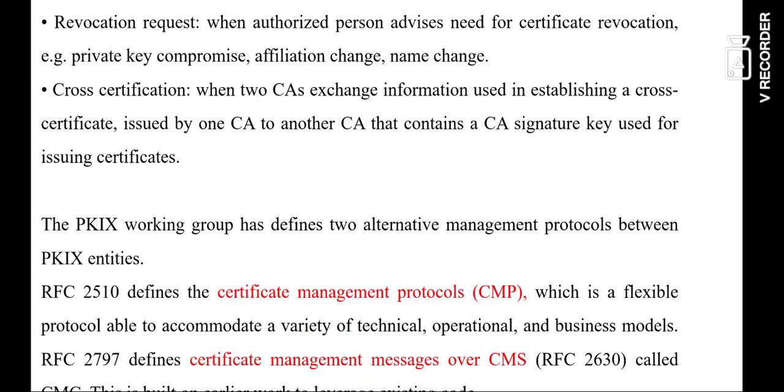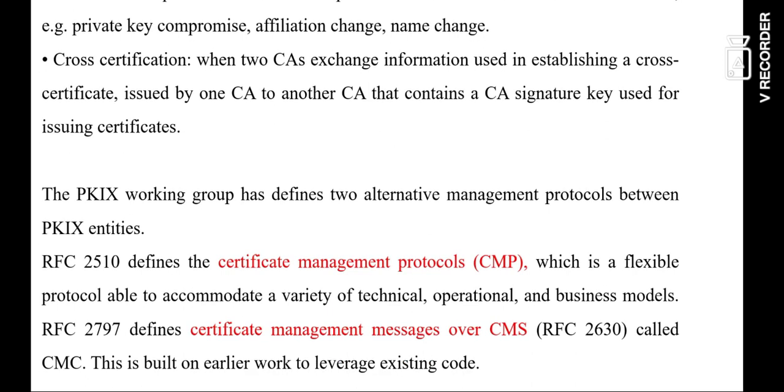Then a revocation request. If the end entity's certificate is compromised or his private key is compromised or his affiliation is changed, or if the name of the subject is changed, then you can give the request for certificate revocation. Then cross certification, which involves two certificate authorities. They exchange information, and by exchanging the information they cross verify and cross certify one another. That's about the management functions.